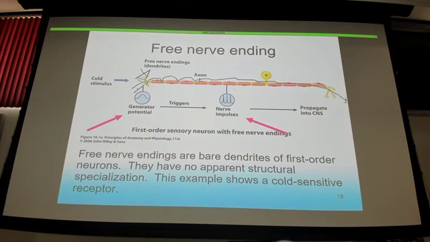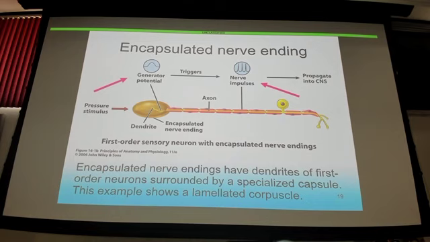If you need it to be more selective or more specific, you'll take those free nerve endings of that first order sensory neuron and say, you know what, we found if we put a connective tissue capsule around it, it'll make it more selective. So you can call it encapsulated, you can call it lamellated, same thing. Still, if it picks up a strong enough generator potential, it will send. We're still using generator potential to send that to the central nervous system.